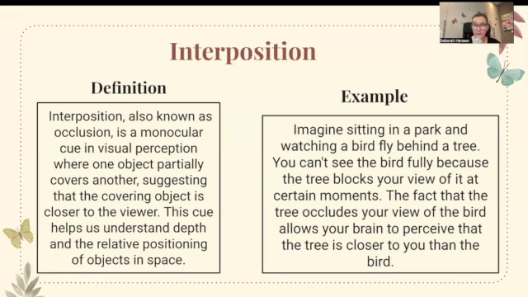Interposition. Interposition, also known as occlusion, is a monocular cue in visual perception where one object partially covers another, suggesting that the covering object is closer to the viewer. This cue helps us understand depth and the relative positioning of objects in space. Imagine sitting on a park bench and watching a bird fly behind a tree. You can't see the bird fully because the tree blocks your view of it at that moment. But the fact that the tree occludes your view of the bird allows your brain to perceive that the tree is closer to you than the bird.